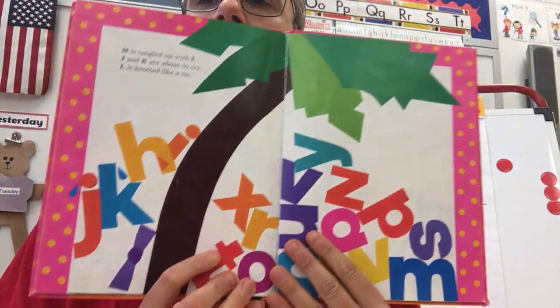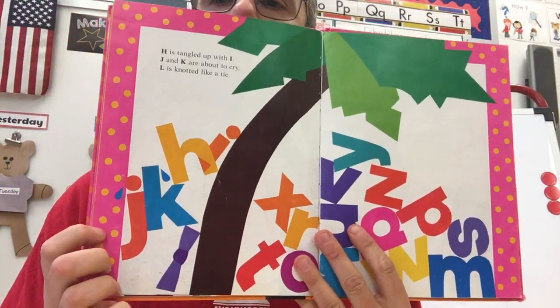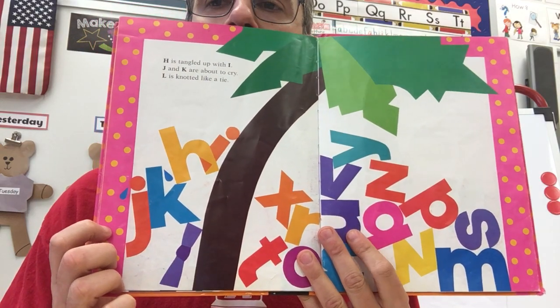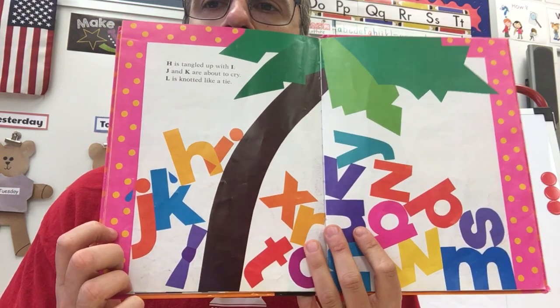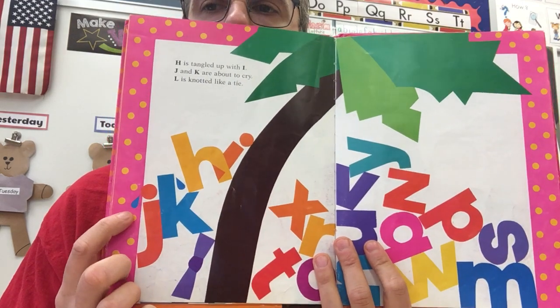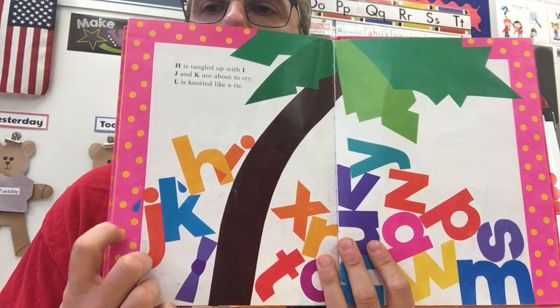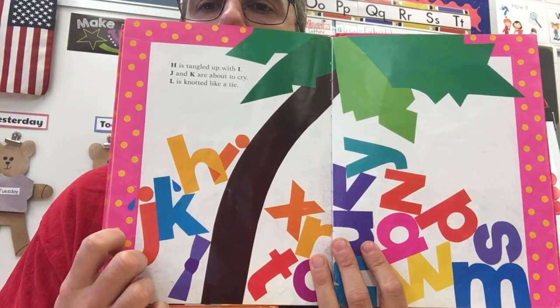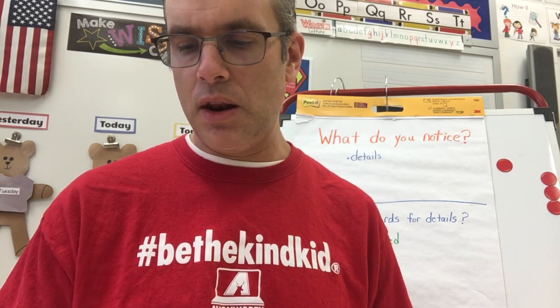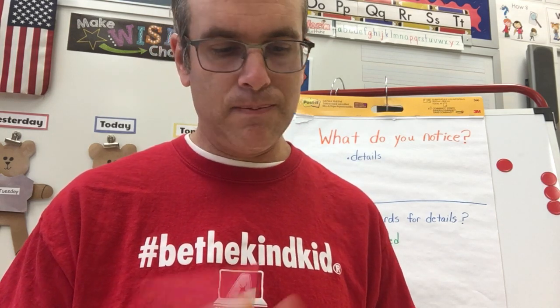Like, look at the details on this page that the author and the illustrator did. Jay and Kara about to cry, and the illustrator made the tears. So details are very important in a story, okay? When we start to write in our journals in the next couple of weeks, you'll want to remember to add key details like that to your work, all right?